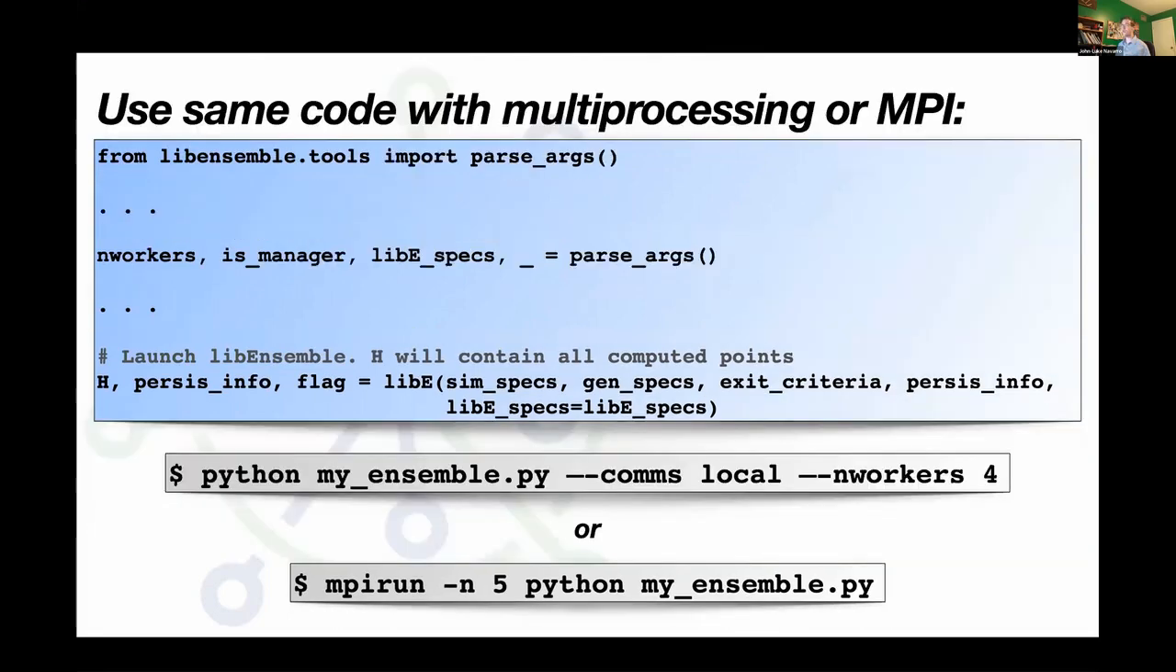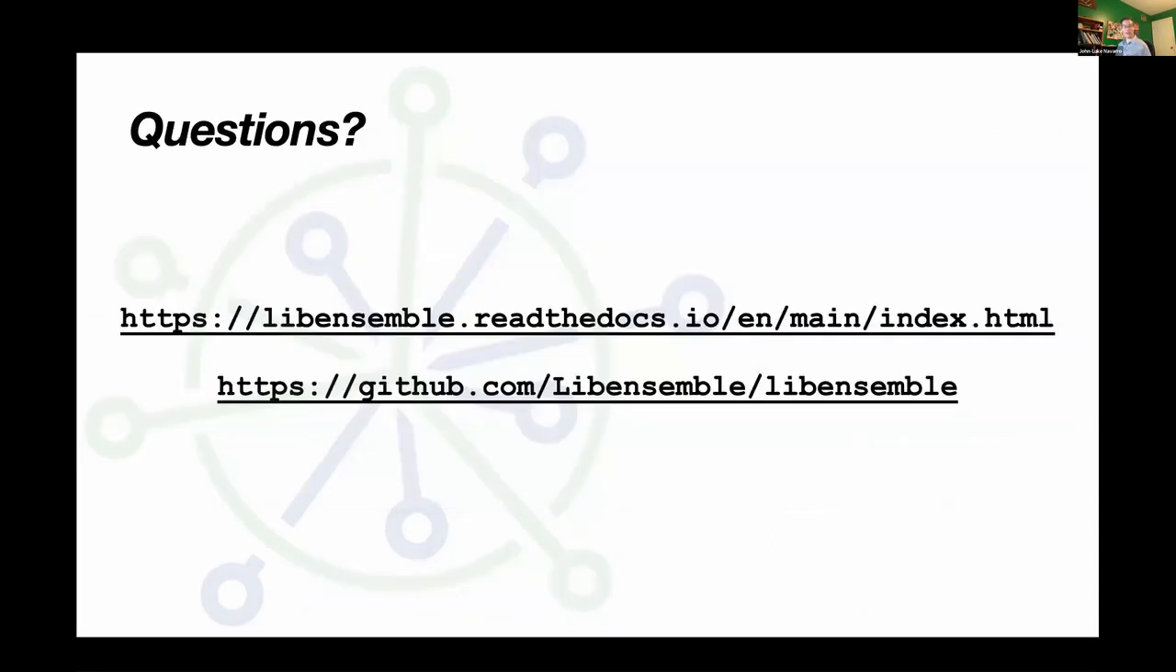However, instead of doing those changes, we recommend using our parse_args helper function instead. Using it allows you to run the same libEnsemble routine using either multiprocessing or MPI. So you can do python my_ensemble.py --comms local --nworkers 4, or mpirun -n 5 python my_ensemble.py, and it'll launch libEnsemble using either of those communication methods. And that concludes the very first tutorial and introduction to the libEnsemble interface and programming paradigm.